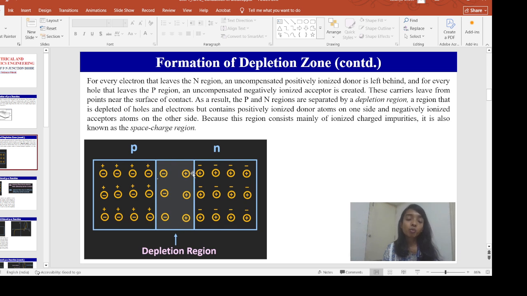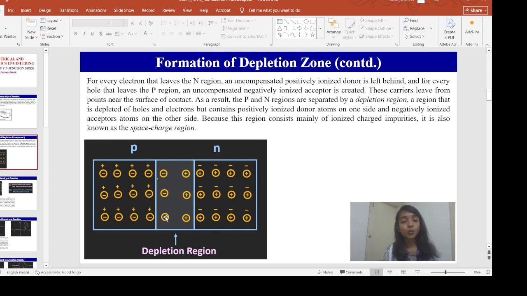So once this barrier is getting created, electrons from this N side can no longer diffuse from N side to P side. If they want to diffuse, they need to cross this barrier. In this barrier, on one side we have positively charged donors, and on the other negatively charged acceptors. So a potential is getting developed. Okay, that potential is called the built-in potential.